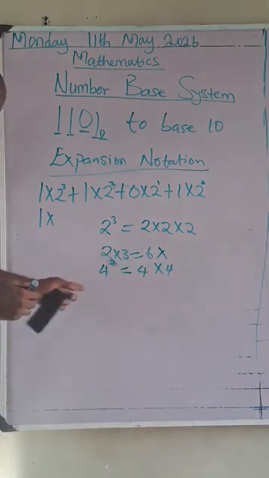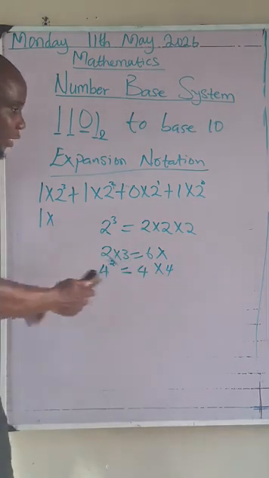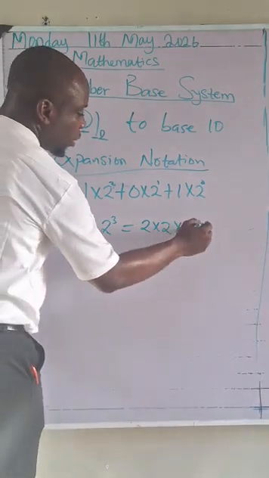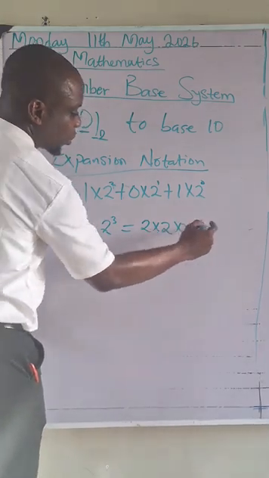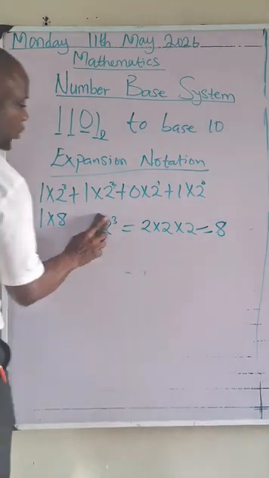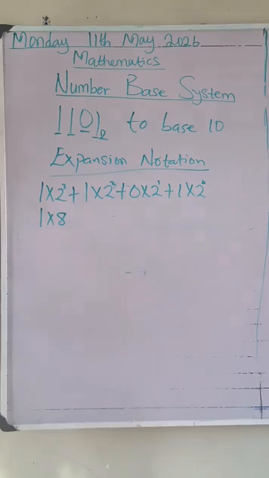Are you following? This is what it means. So in this instance, it's not going to be this. So what are you supposed to do? What you're supposed to do is very simple. Just put equals to what? 2 times 2 times 2 is equals to what? 8. So that means 8 should come here. 2 raised to the power 3 is what? 8.